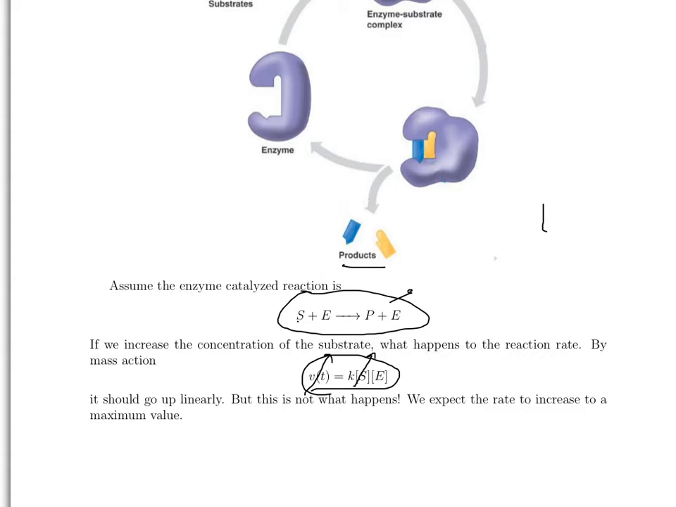That's not what happens. We expect this to be limited by how many enzymes there are to catalyze this reaction. So once you use up all your enzymes, you expect the reaction rate to slow down. So we expect the rate to increase to some maximum value depending on how many enzymes there are. And this was observed and modeled first by Michaelis-Menten. So let's talk about that problem.